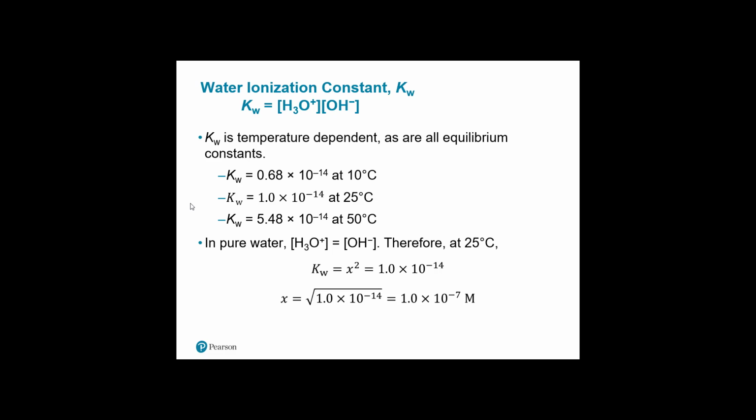So Kw is temperature dependent, as all equilibrium constants are. Kw is 0.68 times 10 to the negative 14 at 10 degrees Celsius, 1.0 times 10 to the negative 14 at 25 degrees Celsius, and 5.48 times 10 to the negative 14 at 50 degrees Celsius. So in pure water at 25 degrees, if these are equal concentrations, we can set it up as x squared equal to 1.0 times 10 to the negative 14. If we use the square root to reduce the square, then we end up with 1.0 times 10 to the negative 7, and those concentrations are equal for both.